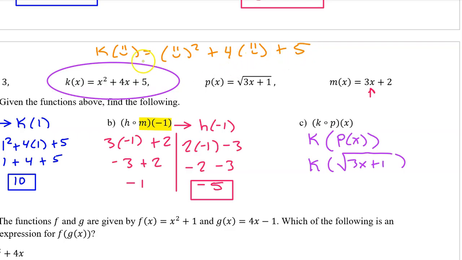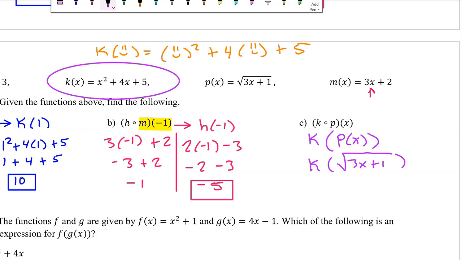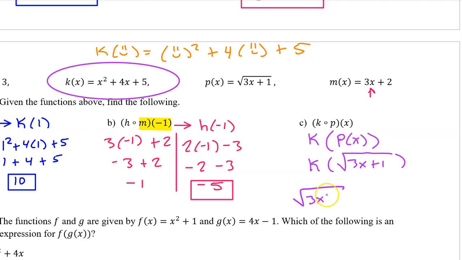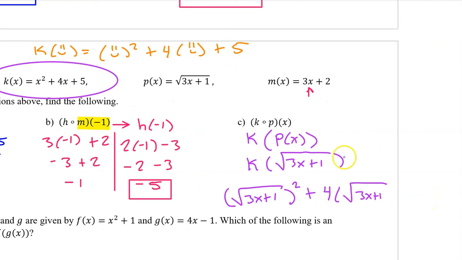That's just to remind you that whatever you have on the inside is going to be squared and then multiplied by 4 and then you add 5. So this radical is the smiley face. So we are going to get smiley face squared. So this is going to be radical 3x plus 1 squared. That's my smiley face squared. Plus 4 times smiley face. So that's going to be 4 times radical 3x plus 1. And then plus 5.